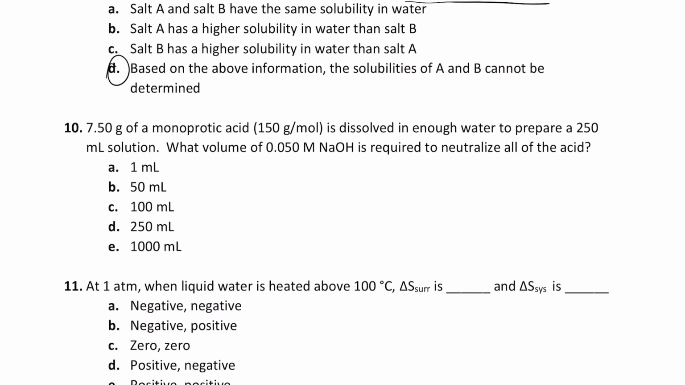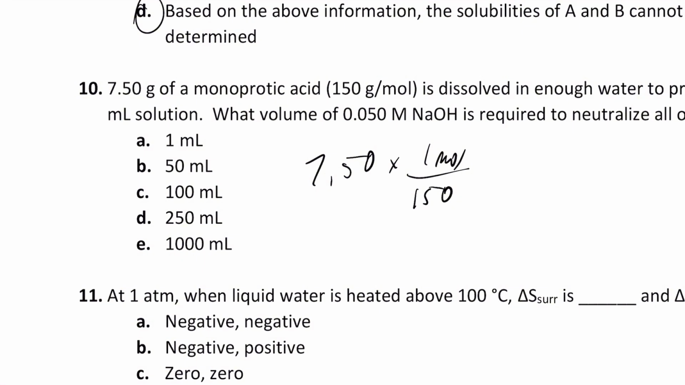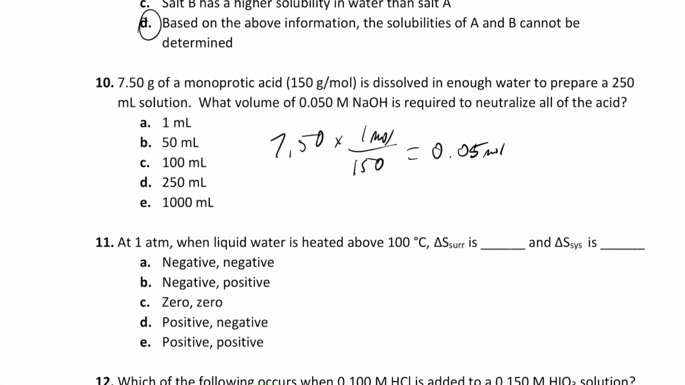All right, question 10. You have a monoprotic acid being dissolved in water to prepare 250 milliliters. What volume will this need to neutralize it entirely? All right, so 7.50 times 1 mole over 150. I put 7.50 divided by 150, which is 0.05. All right, 0.05 mole. That's the moles of monoprotic acid.